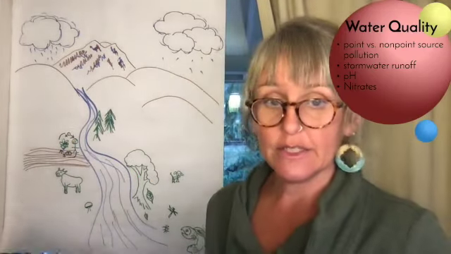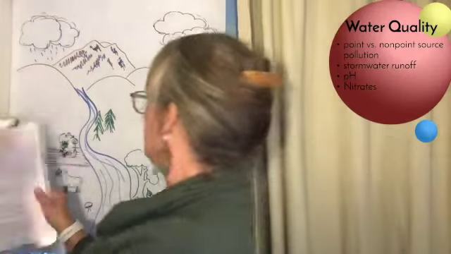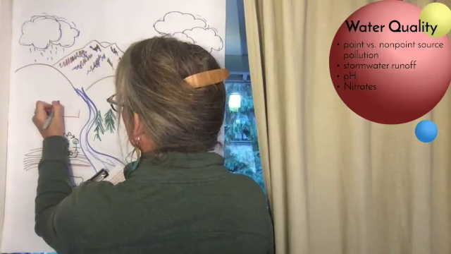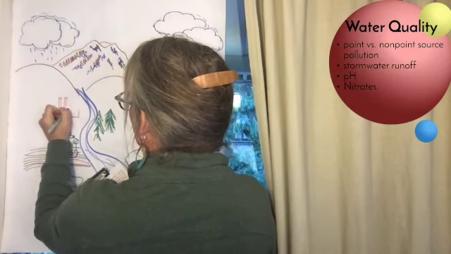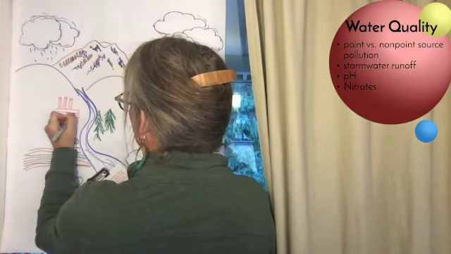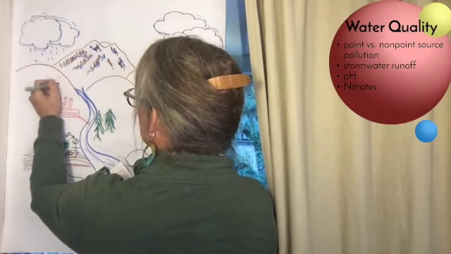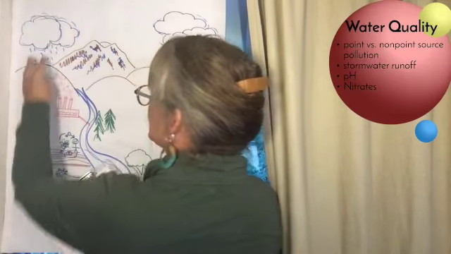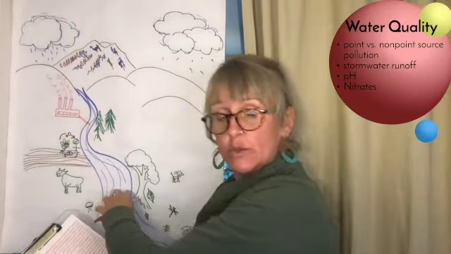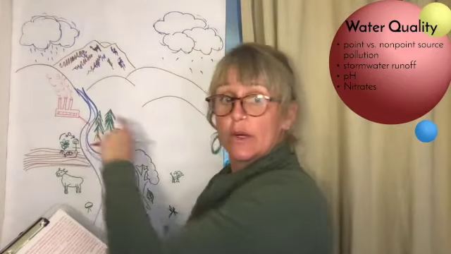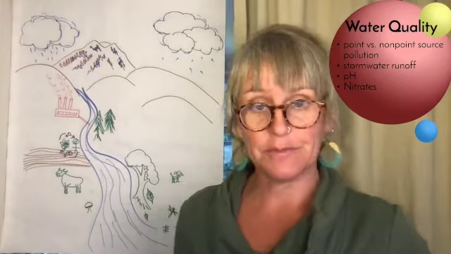Point source pollution is easy to identify because it comes from one point that you can point at, like a factory. Factories can emit pollution into the air, which mixes with rain and washes into our watersheds, or factories can put pollution directly into our waterways in a liquid form.